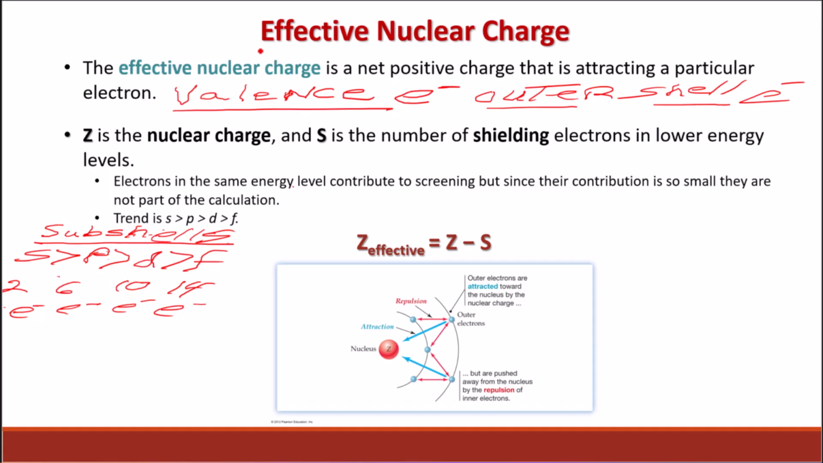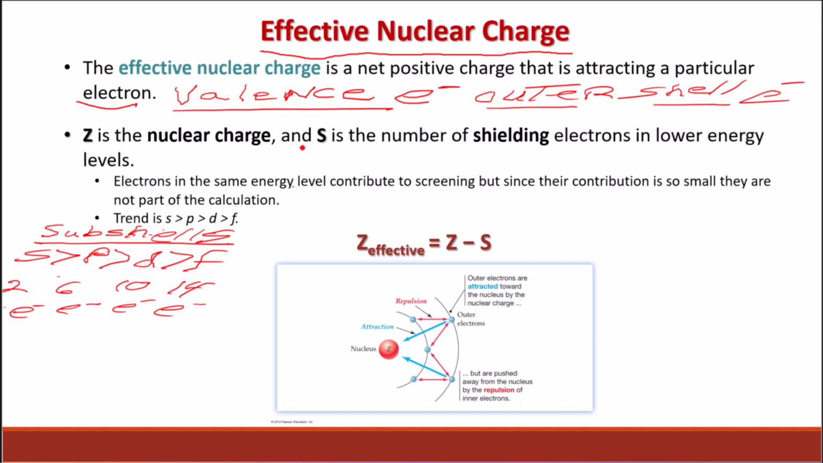So we call this effective nuclear charge. The effective nuclear charge is a net positive charge that's attracting a particular electron, and generally what we're talking about is the valence electron. The outer shell electron is what we're talking about, because remember, it's those outer shell electrons that do all the chemistry.